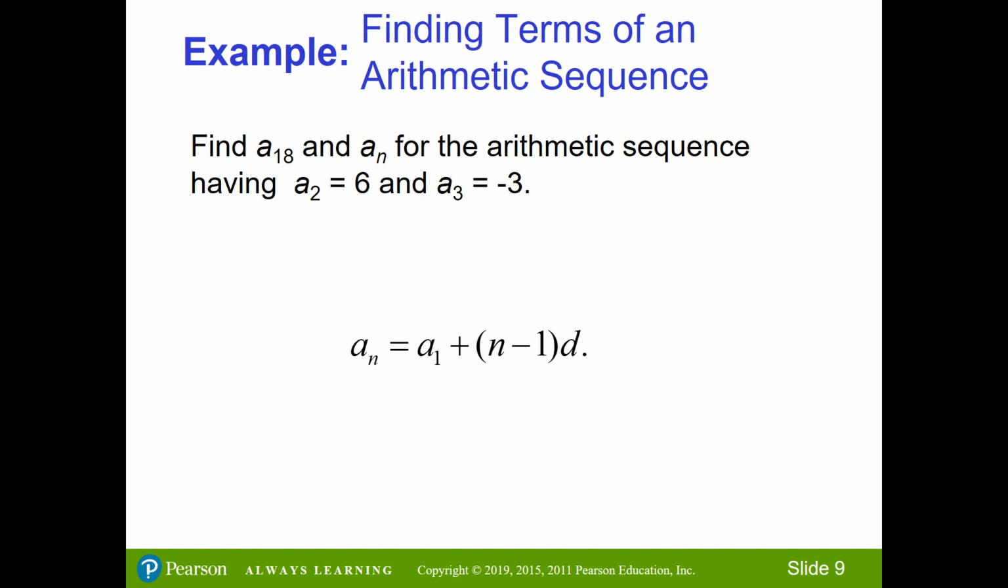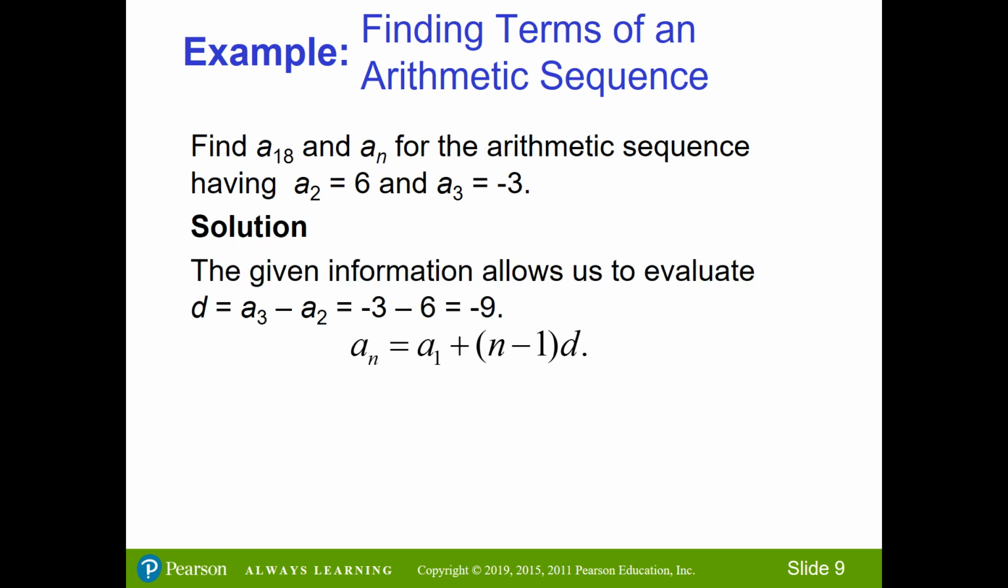Let's find A18 and An for this arithmetic sequence. So again here, my d is, well, these are in order, so I'm going to go negative 3 minus 6. I get a difference of negative 9. If my difference is negative 9, then the A1 term would be negative 9 before this. So what would I have to have subtracted 9 from to get to 6? It would be 15. So that tells me that A1 is 15.